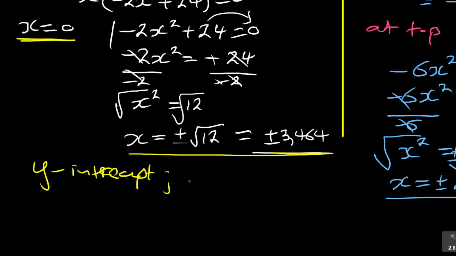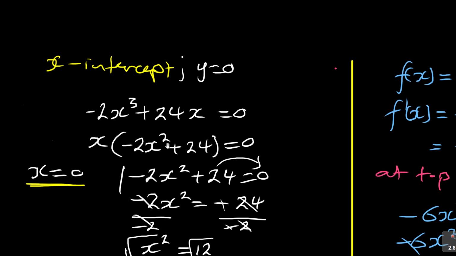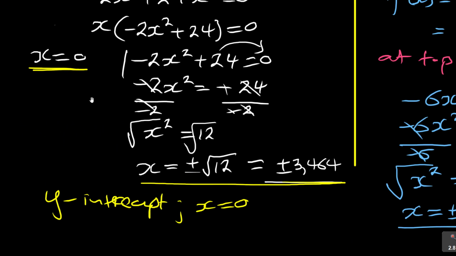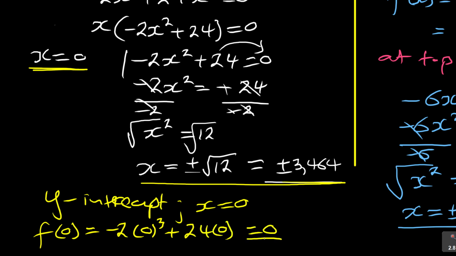And then the y-intercept. Remember, at the y-intercept, what did you say? At the y-intercept, x is equal to 0. So if you put x equal to 0 in f of x, everything becomes 0. You write the y-intercept: f of 0 is equal to negative 2 times 0 cubed plus 24 times 0, which is equal to 0. Right, there it is.